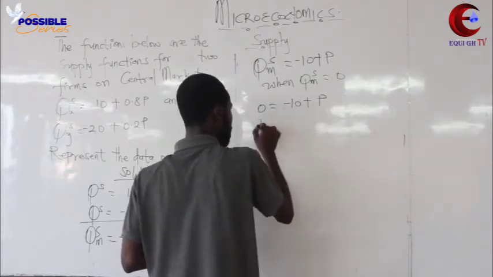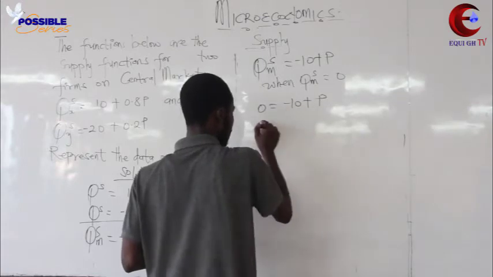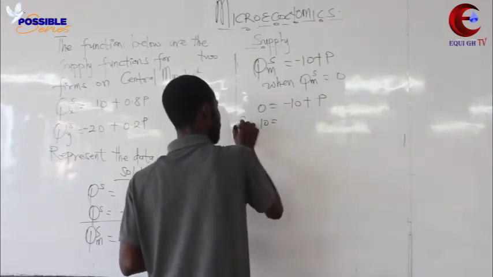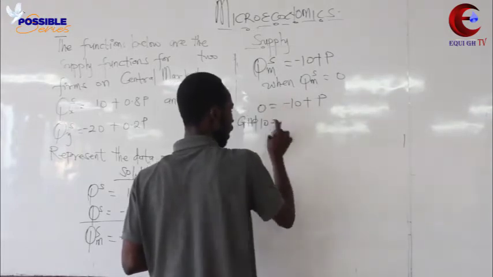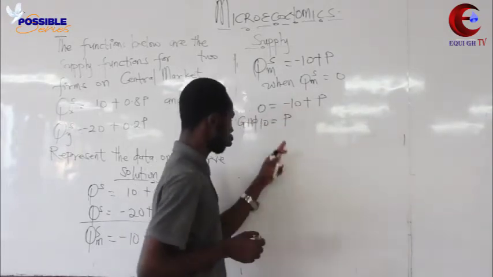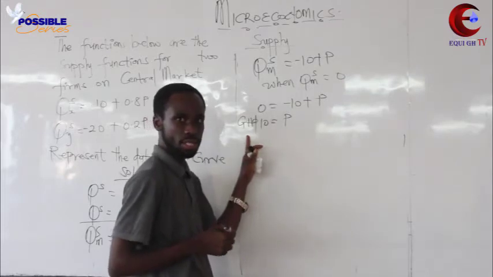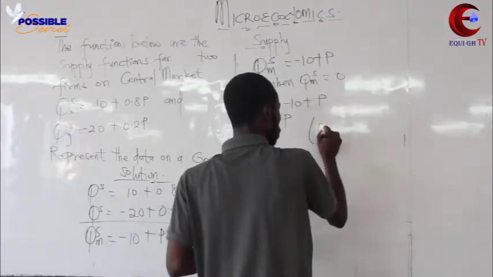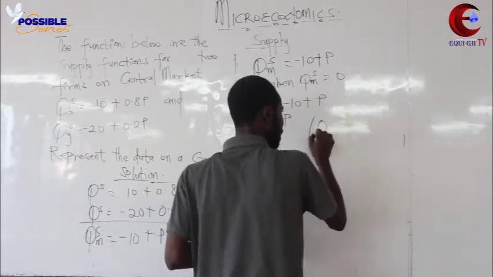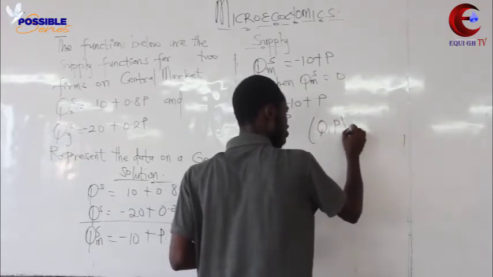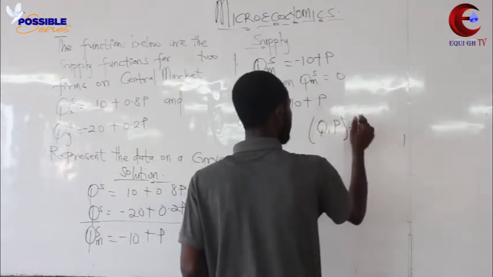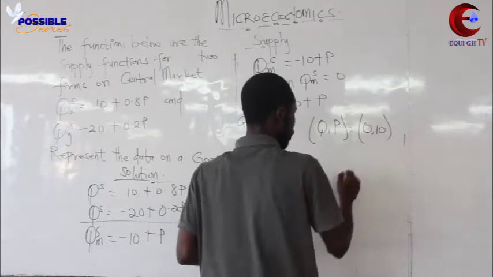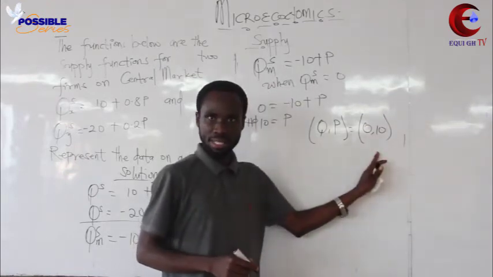So we have 0 equals negative 10 plus p. We bring the negative 10 over to get 10 equal to p. So price is equal to 10 Ghana cedis. Now, once we have quantity to be 0, the coordinate Q and P is: Q is 0, and then P is 10. So we have gotten our first point.